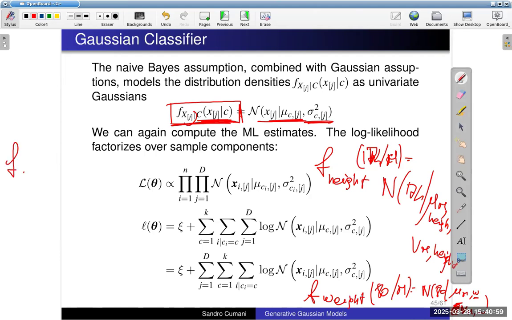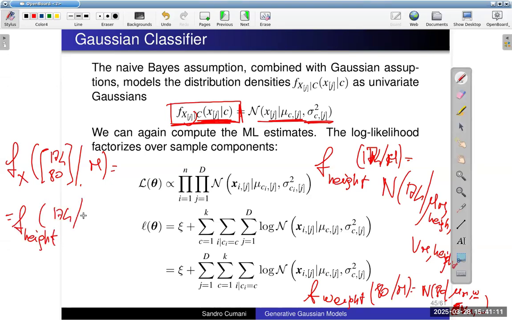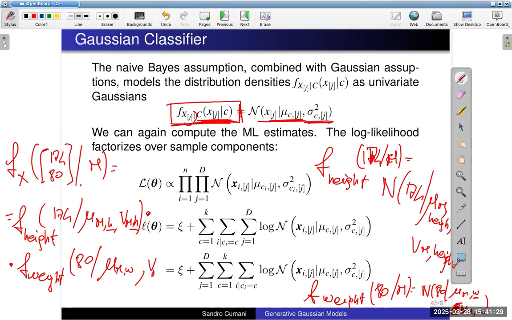And then the feature vector 174, 80, given the male class, will be obtained by multiplying these two. The density for the height, this h here is for height, times the density for the weight, which you see act independently. And this is my model.